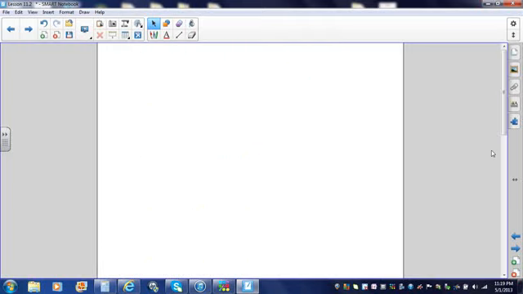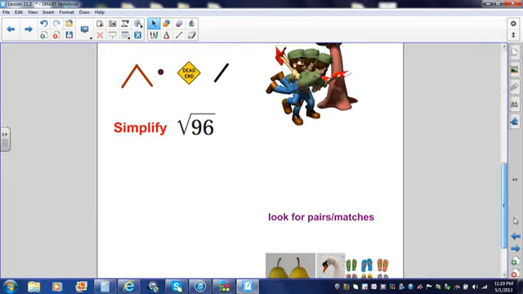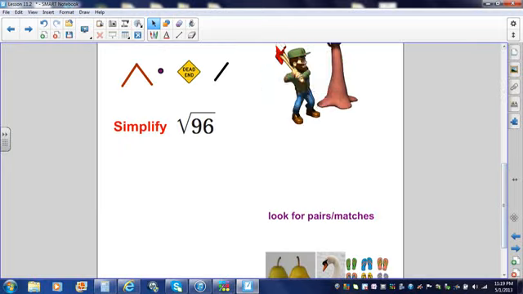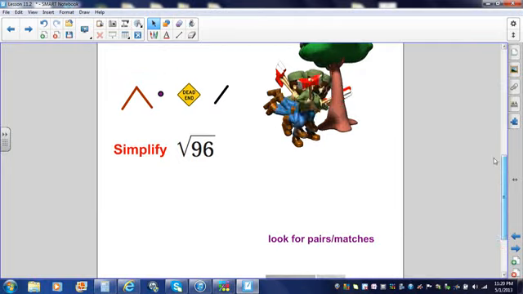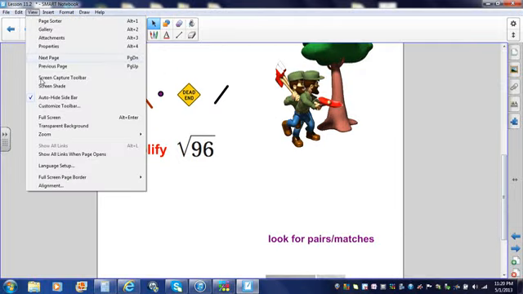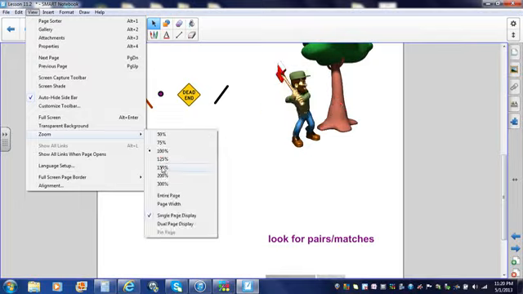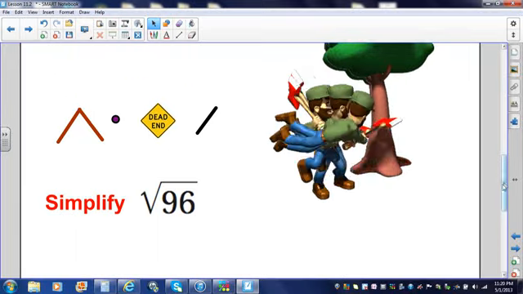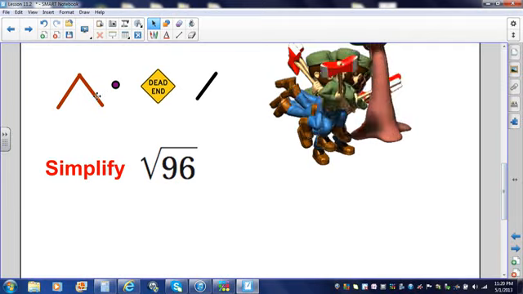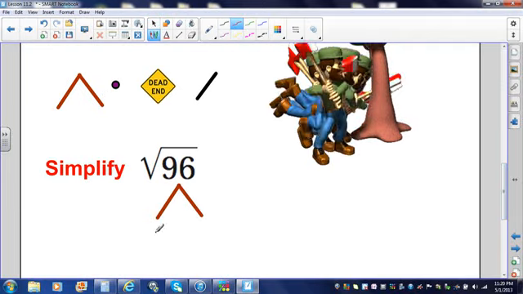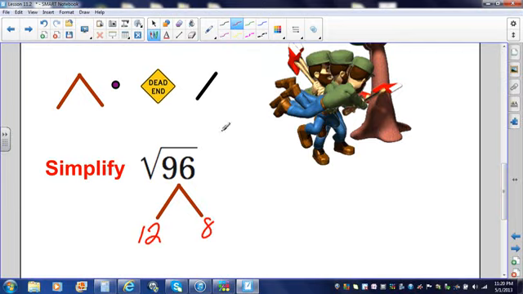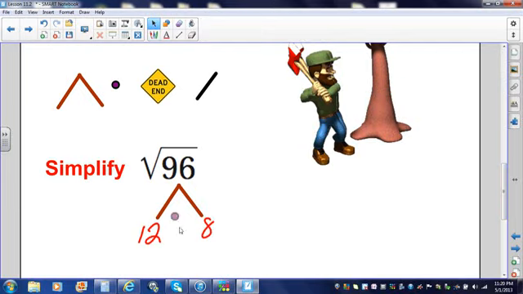Alright, last example. Here we go. Let's do the square root radical of 96, and we are going to chop it down. Lots of different ways that you could multiply to make 96. Maybe you are going to do it a different way than me, but we should get the same answer. So I'm going to go this way. I'm going to say 12 times 8 gives me 96.